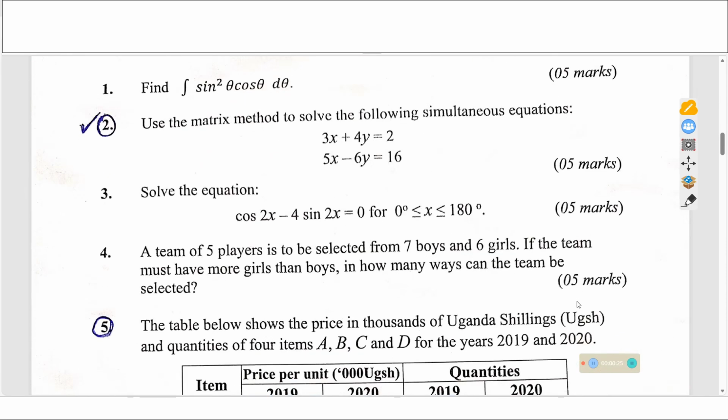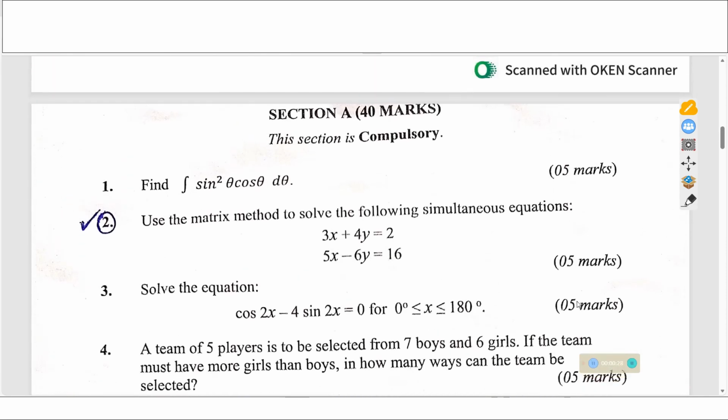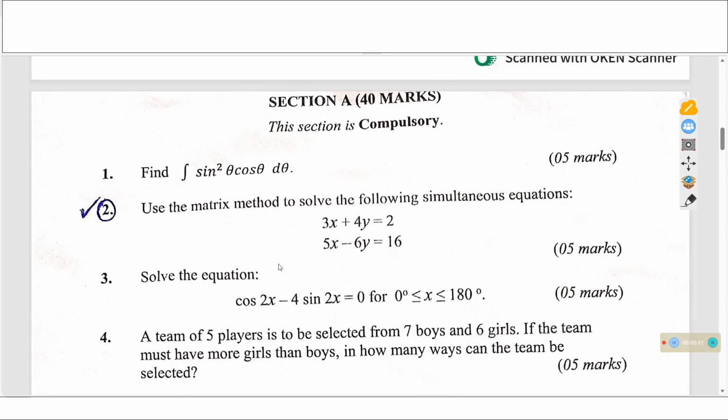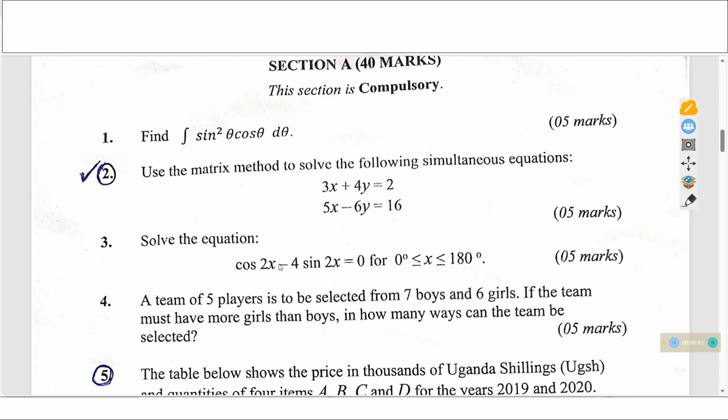So basically, we shall begin with Section A. And Section A is taking only 40 marks. So there are 8 compulsory questions. So these were the questions we have from question number 1 up to question number 4. Please feel free to pause the video so you can be able to get the question very well.